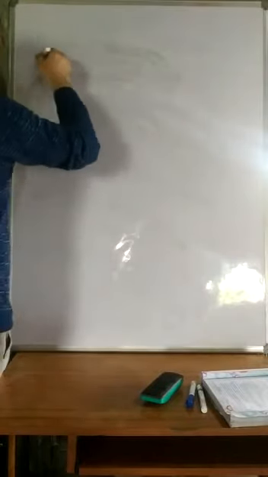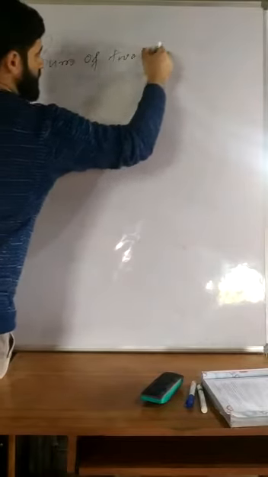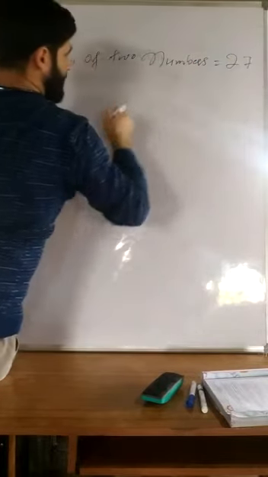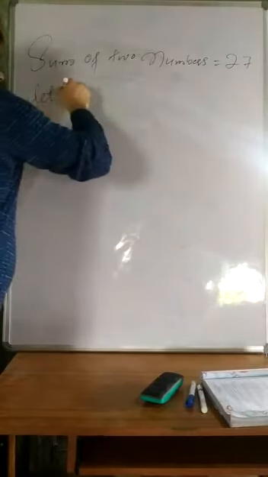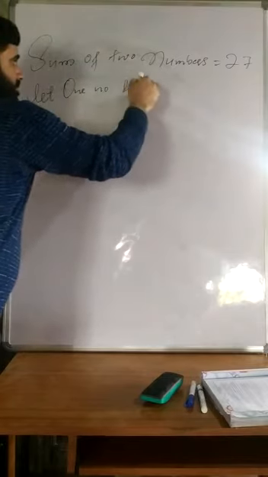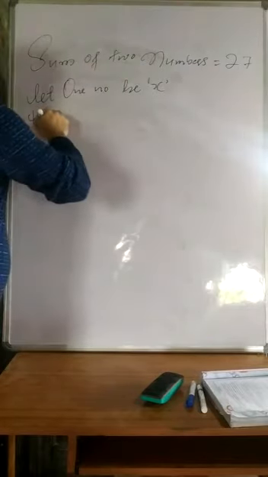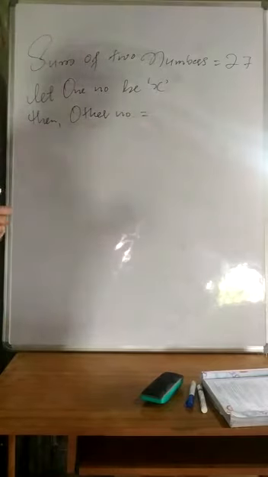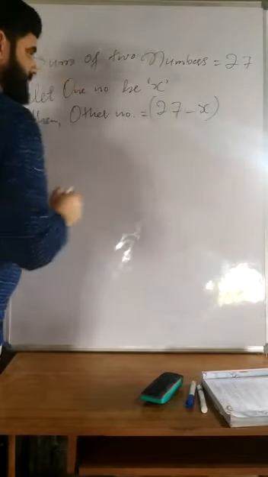Okay, so let us consider one number to be x. You can write it like this: sum of two numbers is equal to 27. Sum of two numbers is 27. Let one number be x. Then what will be the other number? If one number is x, the other number will be 27 minus x.